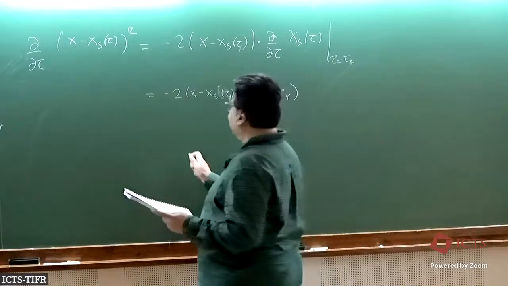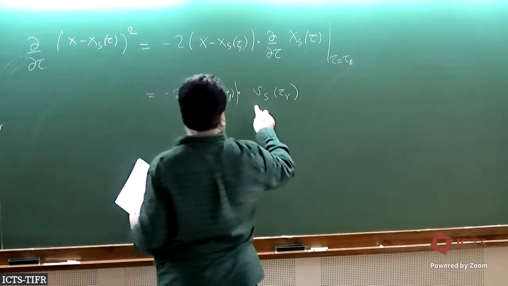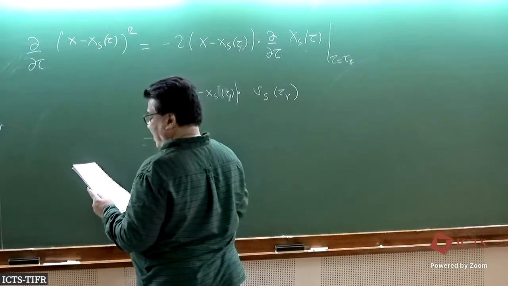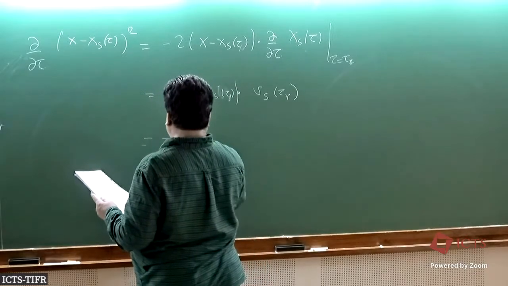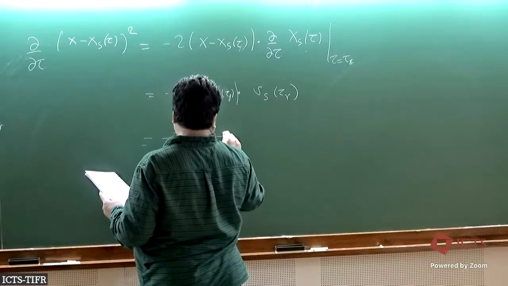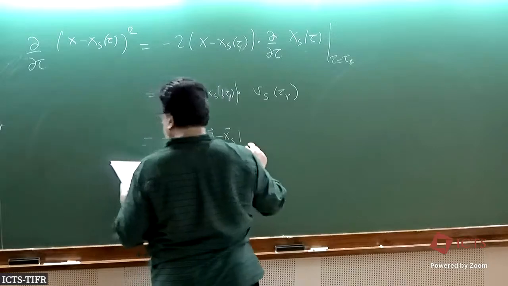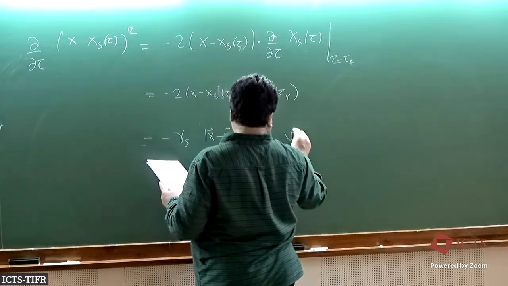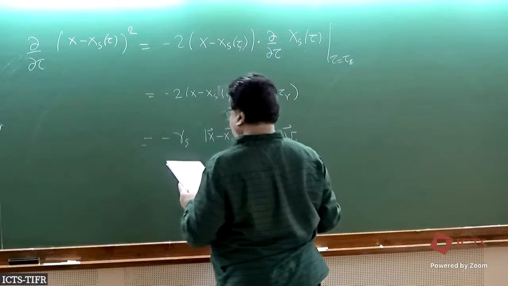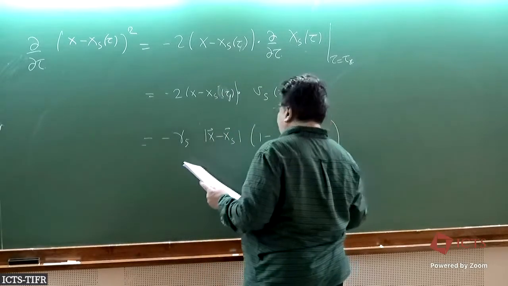Okay, then what I do is I expand that and write this velocity as minus gamma_s. I'll just write it down and you'll see how that works, where this n is.